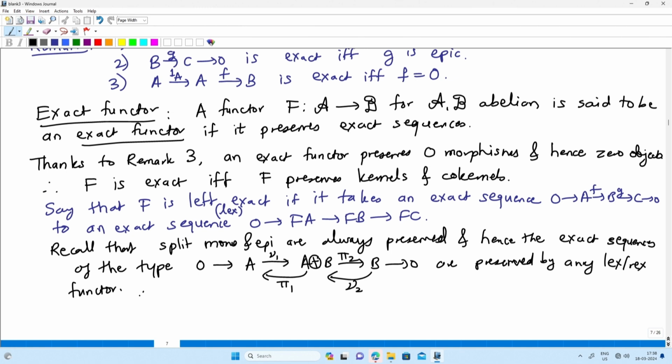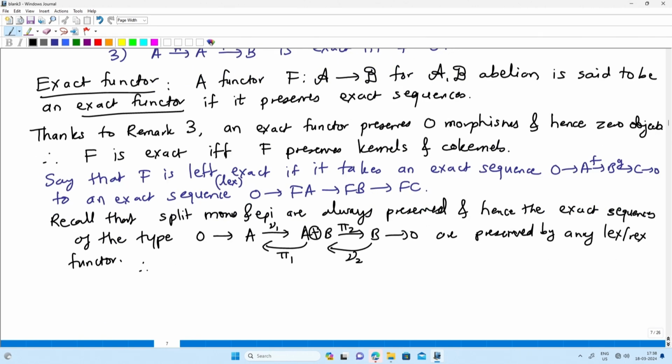Okay, so therefore, what can we say? See, a lex functor will preserve kernels, which we have seen, and a lex functor also preserves biproducts. So in particular, it preserves binary products. So lex implies Cartesian and rex implies co-Cartesian. Yeah, finite limit preserving.